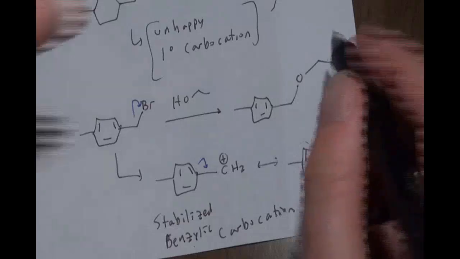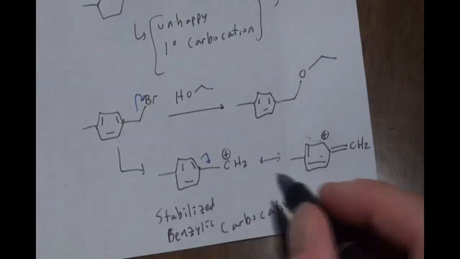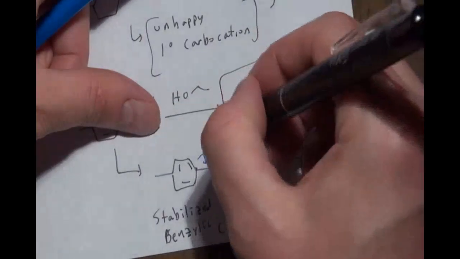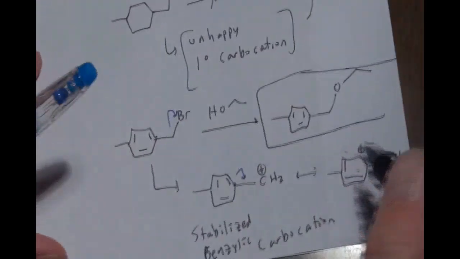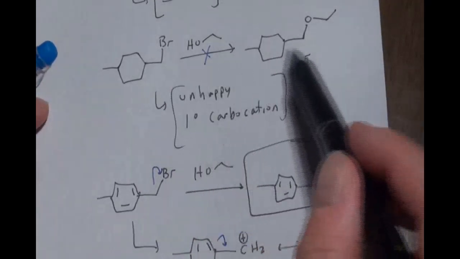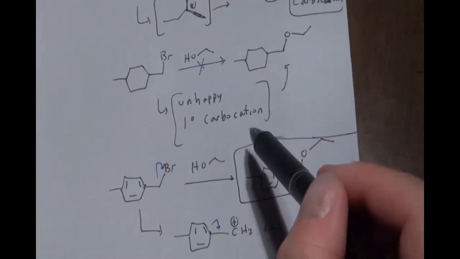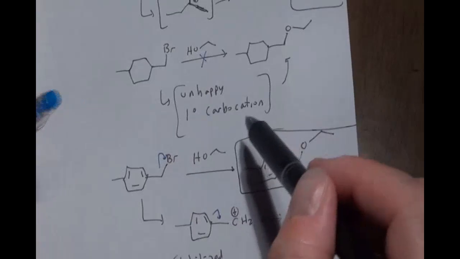and it keeps going around and around. And that explains the resonance stability of the carbocation, and why this reaction works, even though it's a primary bromide, whereas a normal primary bromide would not work, because it'd be an unhappy primary carbocation. Primary carbocations are extremely unhappy to the extent that they don't form. Okay, all right.